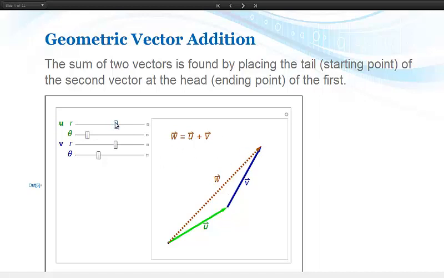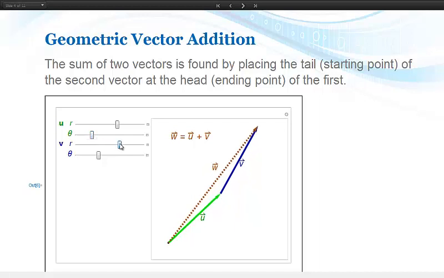And of course, if I change the lengths of these vectors or their orientations, the idea still applies. The vector sum is called head-to-tail addition because I place the tail of the second vector on the head of the first, and the sum is this vector w, which goes directly from the origin to the end of the second vector.